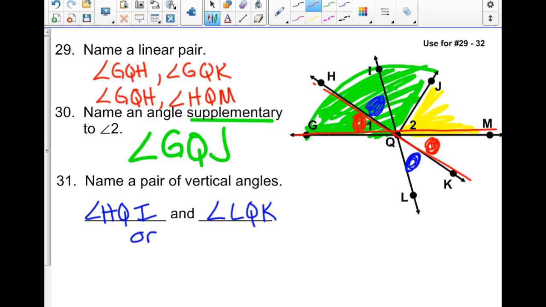GQH. My pen's stuck. One second. Oh, I went outside. Oops. That surprised me there. Let me just erase a second. Back. Okay. Or it could be angle HQ. Which way? I was going GQH. And MQK.